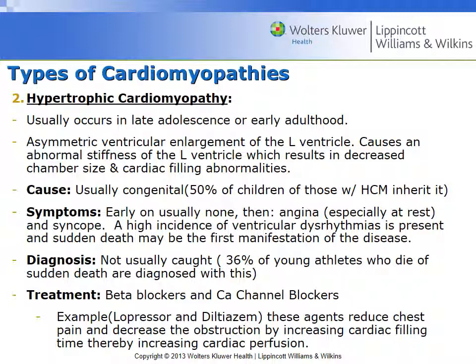Most of the time, diagnosis in these patients is difficult as it's usually not caught. 36% of young athletes who die of sudden death are diagnosed with this. So if you think about that, it's 1/3. Treatment for hypertrophic cardiomyopathy consists of beta blockers, calcium channel blockers, and for those who are athletes, restricting strenuous exercise. Examples of some drugs are Lopressor, which is a beta blocker, and Diltiazem, which is Cardizem, which is a calcium channel blocker. These agents reduce chest pain and decrease the obstruction by increasing cardiac filling time, thereby increasing cardiac perfusion.